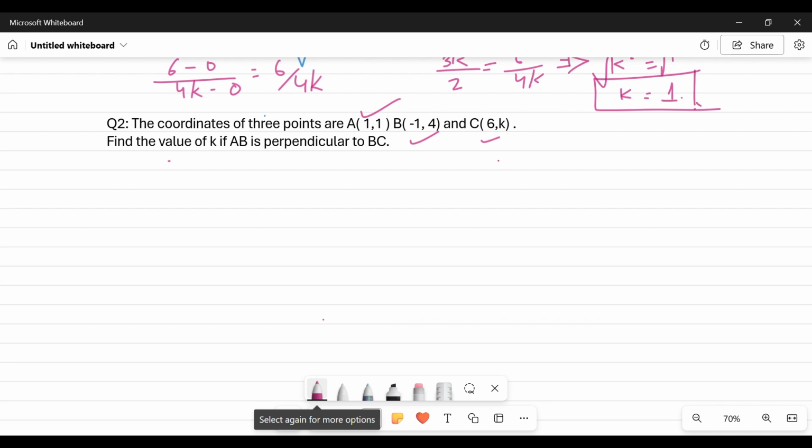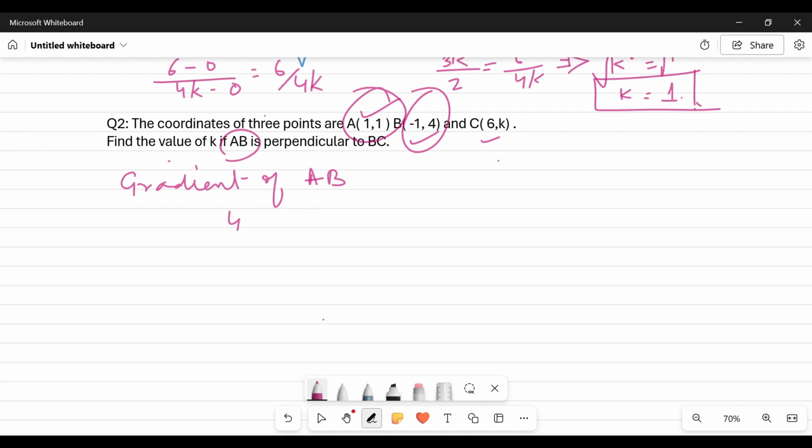So how do we solve the question when it is in the perpendicular form? Let's solve it here. First of all, we need to find the gradient of AB, and then we will find the gradient of BC with the reverse one. Since we need to find the value of k, we need to make the equation also. The gradient of AB uses the same formula, y2 minus y1 over x2 minus x1. Check A and B and substitute the values: 4 minus negative 1, over negative 1 minus 1. So it gives you 3 over negative 2. This is the gradient of AB.